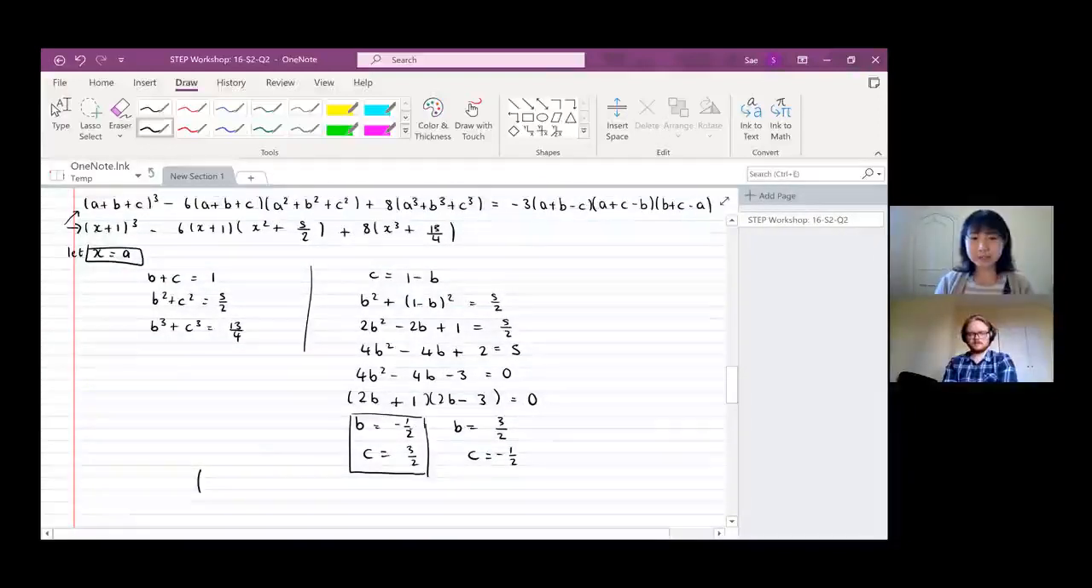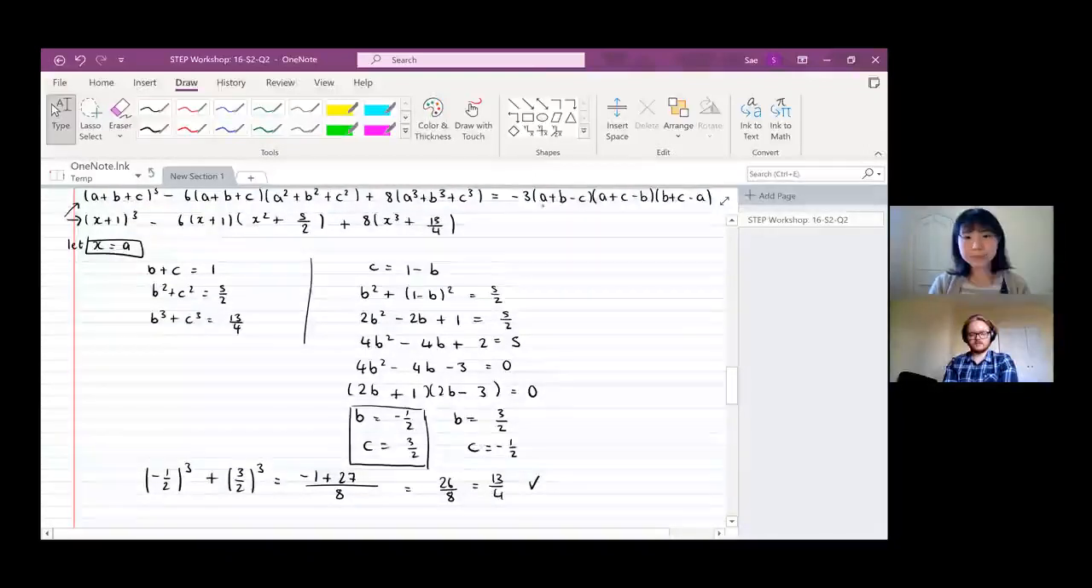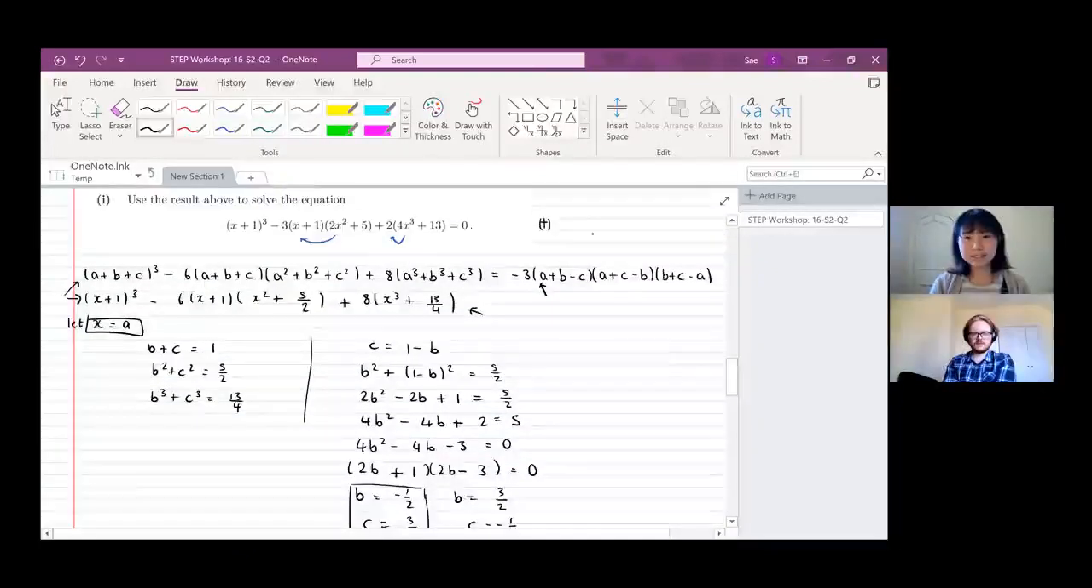So let's choose b equals minus a half and c equals 3 over 2, and we can check that minus half cubed plus 3 over 2 cubed is equal to minus 1 plus 27 over 8, which is equal to 26 over 8, which is equal to 13 over 4. Great. And then we can use what we have here to factorize what we have here. I'm going to call the left-hand side of this equation dagger.